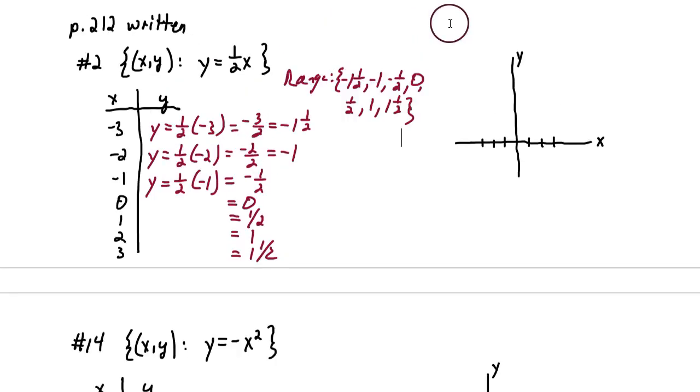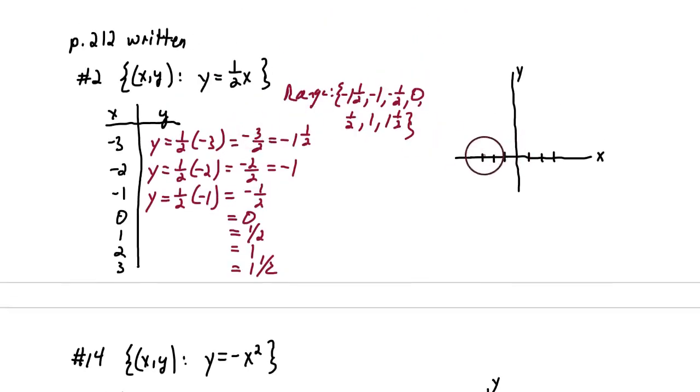We're also asked to graph it. So when x is -3, we got -1.5 for y. Let me put a mark here for -1 and a mark here for -2, and then find a dot halfway between those two marks. When x is -2, y is -1. When x is -1, y is -1/2. 0, 0 is on there. And by now, you probably see the pattern going uphill.